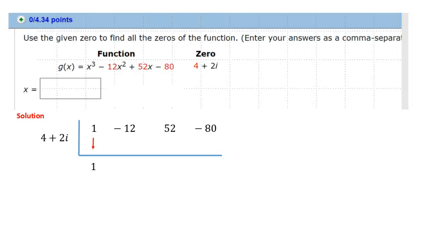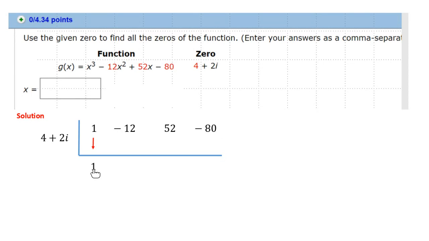Okay, so this is probably going to be the last example. Here they give you this function, and they give you a 0, and they want you to find the rest of the zeros. But notice that my 0 is imaginary. It's okay, you can still use synthetic division. So I'm going to have 4 plus 2i. I have a 1, -12, 52, and -80.